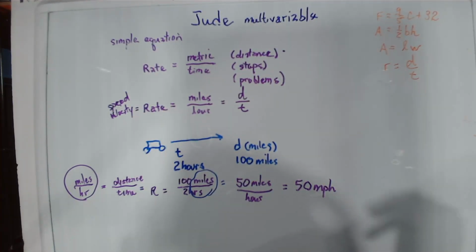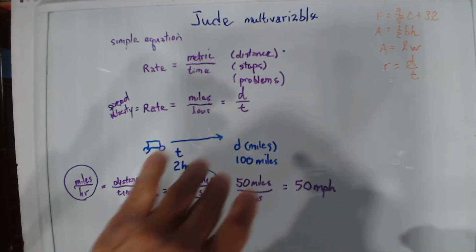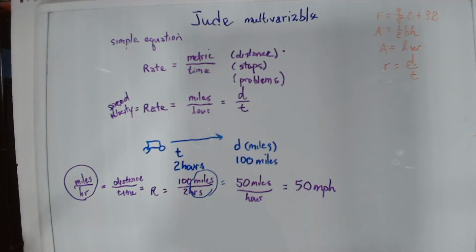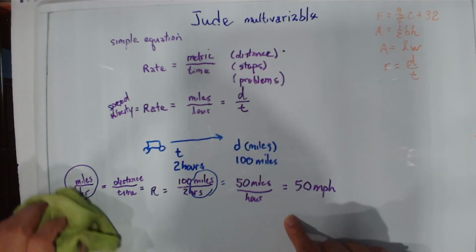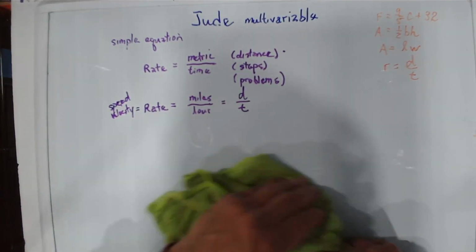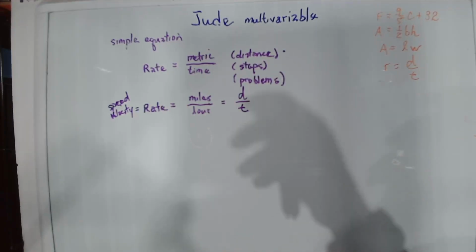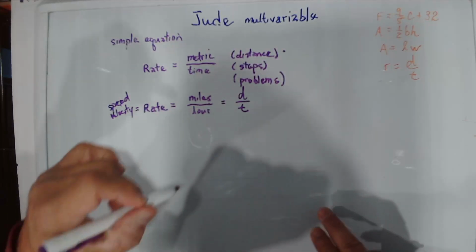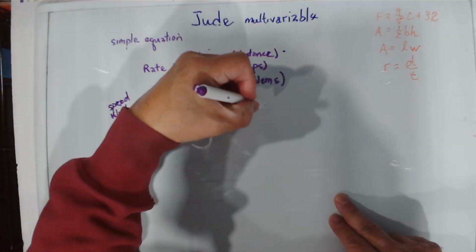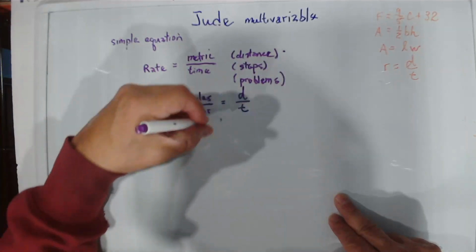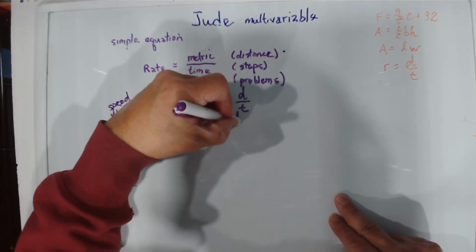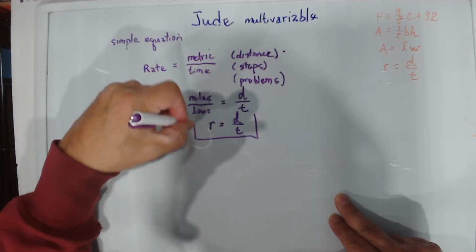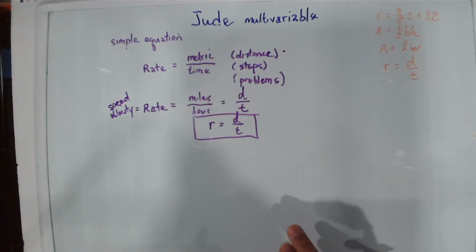So that's a rate equation. That looks pretty straightforward because we used the equation as written. We're going to continue with the same type of equation: R is equal to distance over time. That's basically the equation that we're going to be working with for the moment.